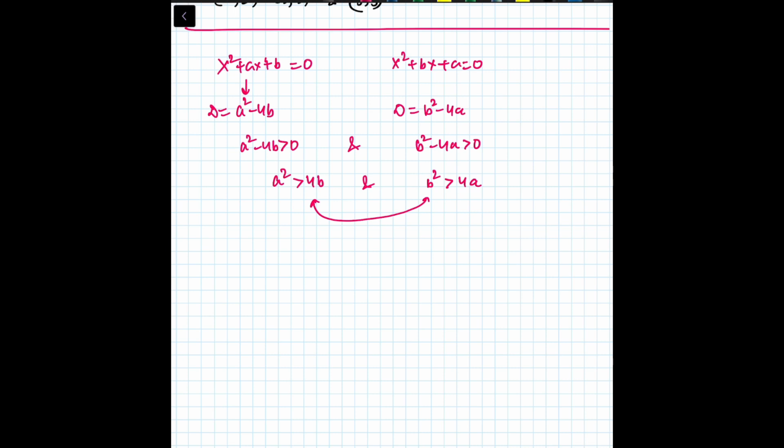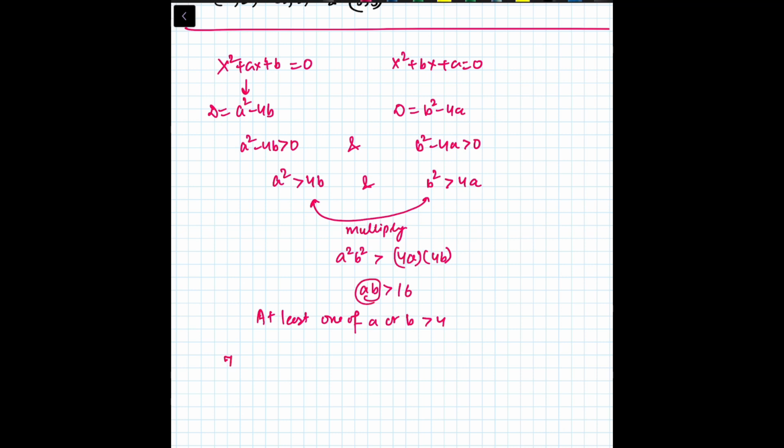So if you multiply, you are going to get a square plus a square b square greater than 4a times 4b. So that is ab greater than 16. So it means that at least one of a or b is greater than 4, because if both of them are less than 4, you are getting a number less than 16.